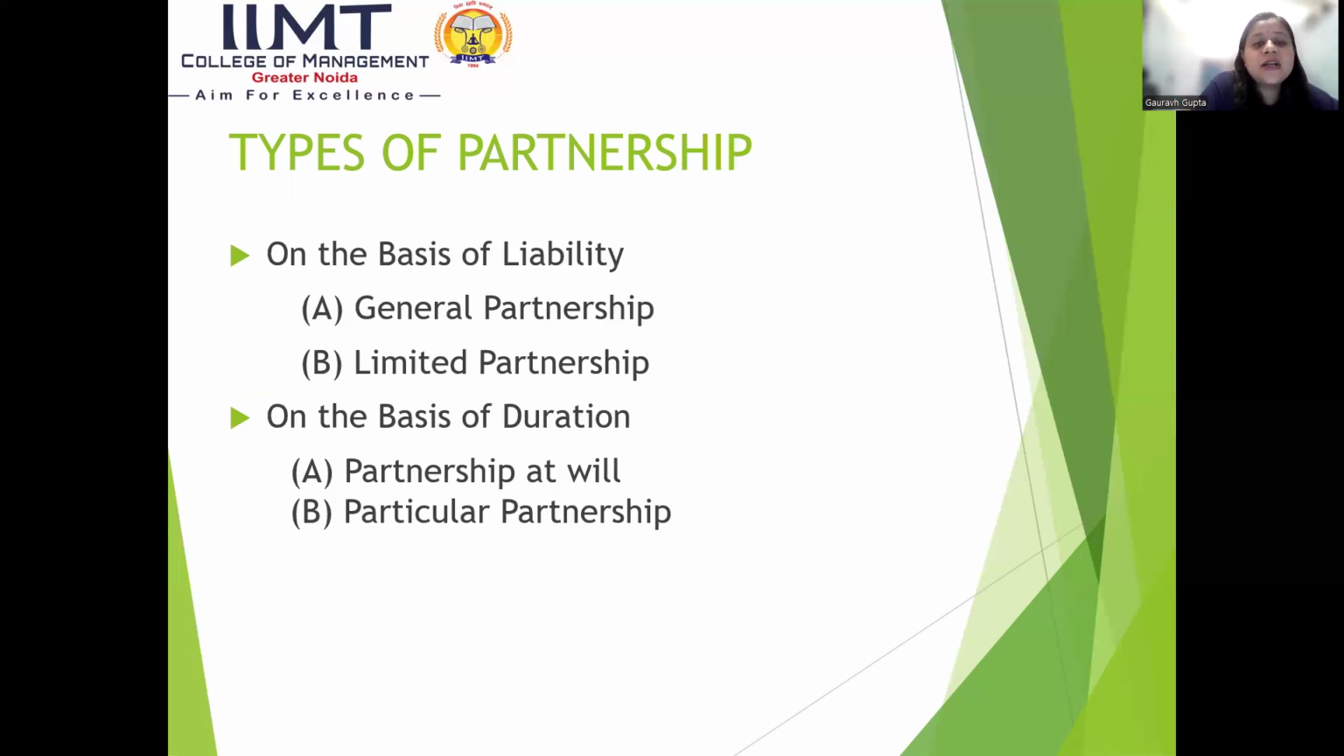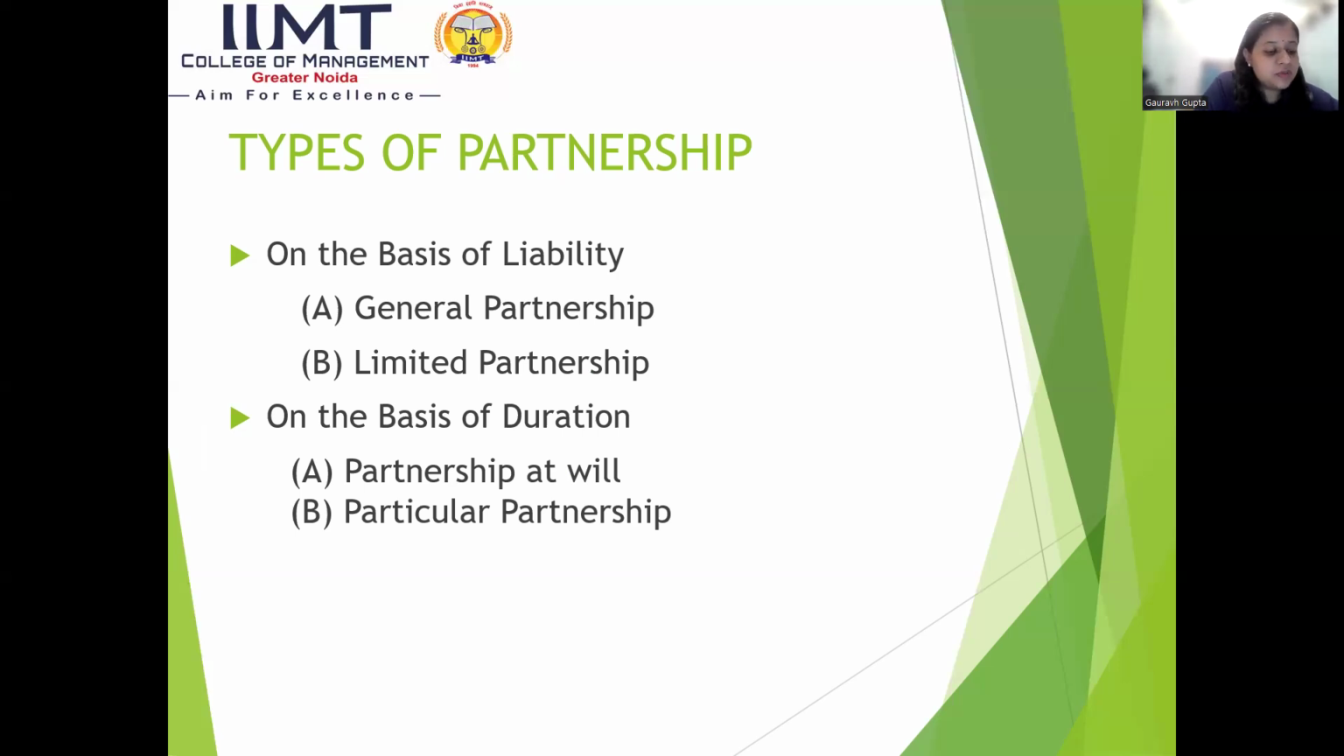We can classify the types of partnership on the basis of liability as well as on the basis of duration. First, we will discuss on the basis of liability. The first point is general partnership. General partnership means where all the partners have joint and unlimited liability. Second one is limited partnership. Partnership where all the partners have limited liability, but at least one partner has unlimited liability.